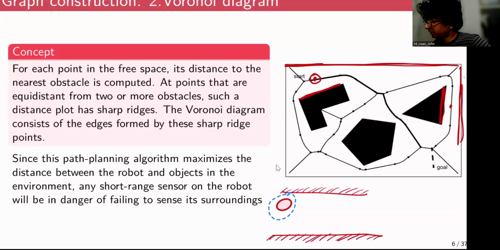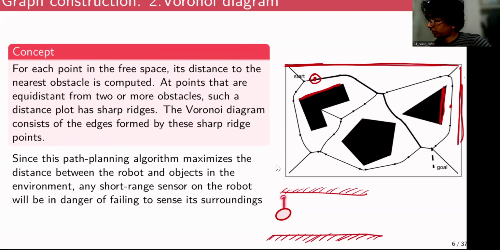between the obstacles, right? If the robot is here, the Voronoi diagram tries to make it at the middle, right here. Or if the robot is here, it'll push the robot away from this edge, so that it'll be as far as possible from both of these obstacles, right? But there could be an issue if the distance is actually very large. And if it is using some short range sensor, the sensor won't be able to detect the boundaries anymore, right?